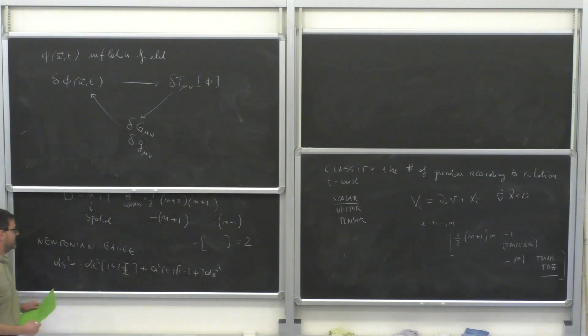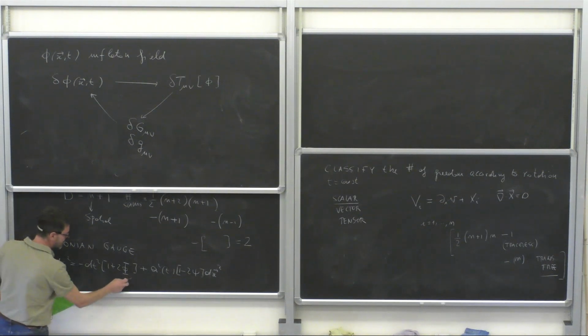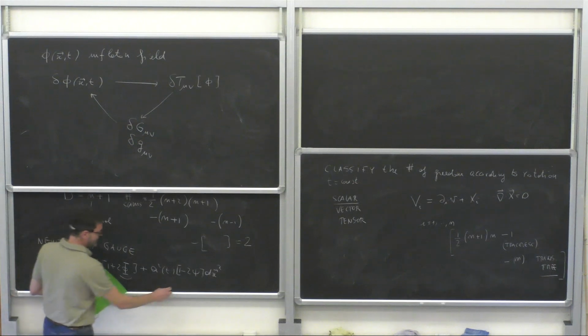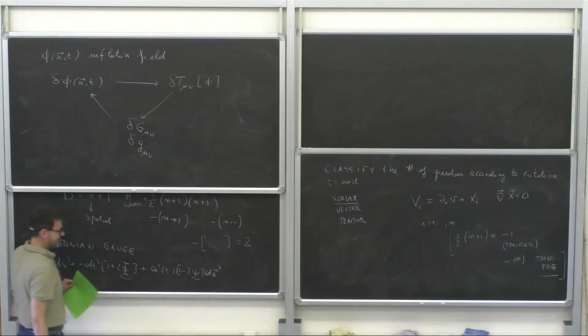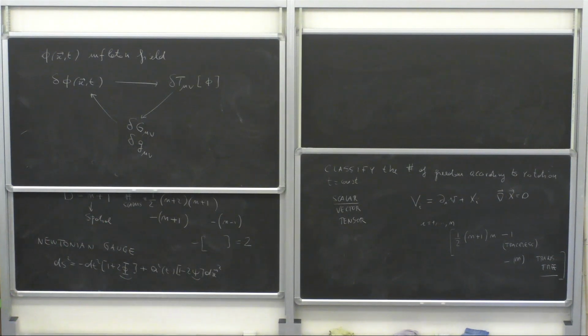So, for instance, the Newtonian gauge, which is the one that you use in Newtonian physics, when you are basically not on super-Hubble scales but sub-Hubble scales, you introduce these 2 scalars, the lapse function and the gravitational potential, that parameterize these 2 scalar degrees of freedom that I have in the metric.